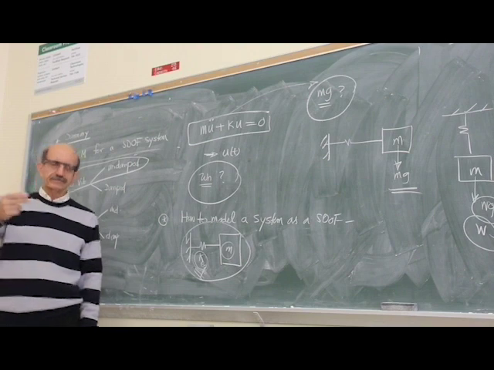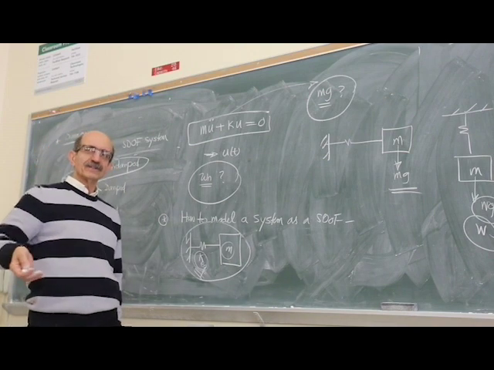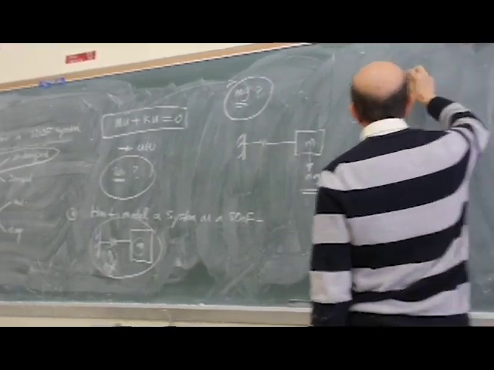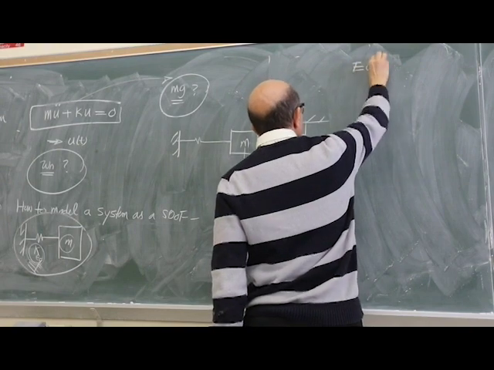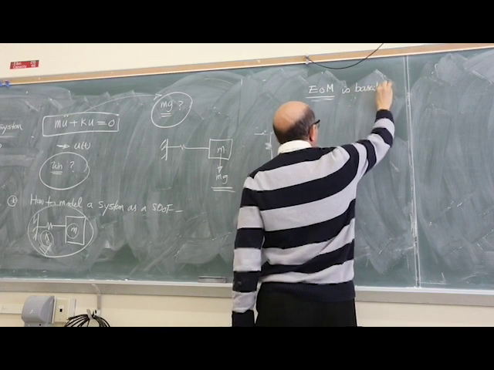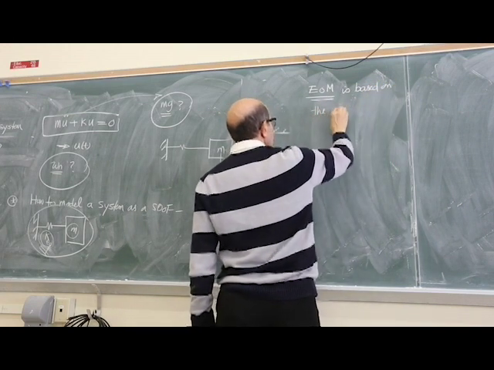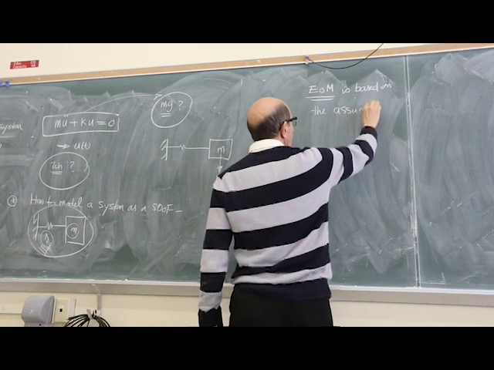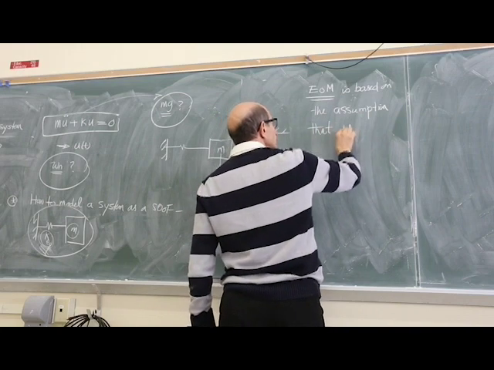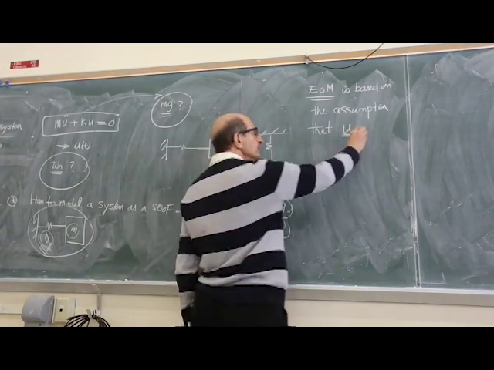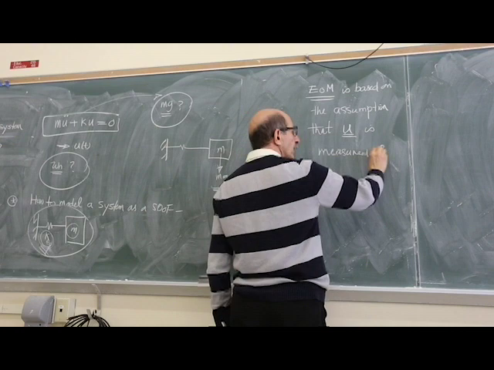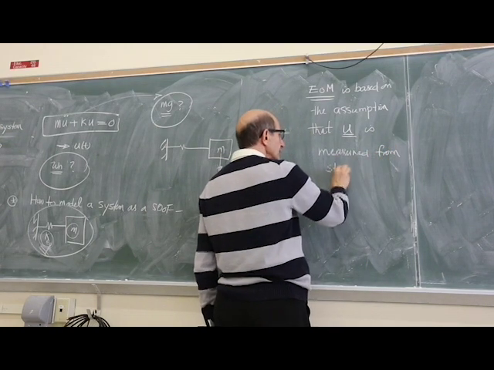I'm sure you've thought about that. Even if you haven't, that's okay. I'll give you the credit. Okay. So let me put it this way. We will demonstrate that the equation of motion is based on the assumption, or derived based on the assumption, that displacement u is measured from static equilibrium.